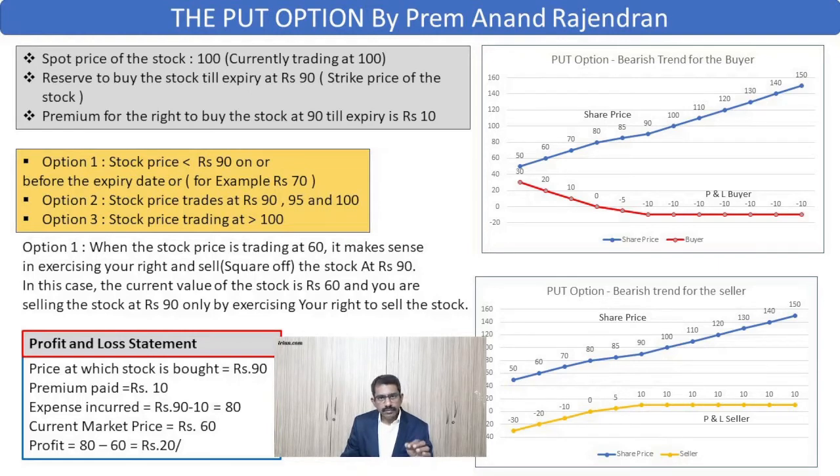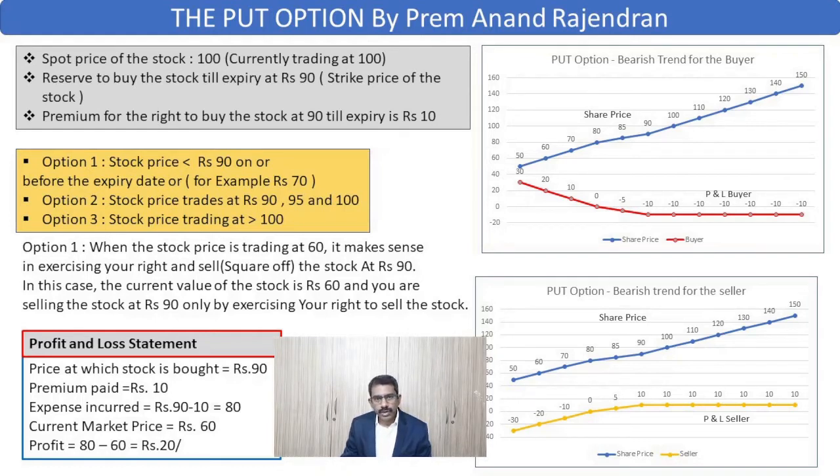As I said, when the underlying stock price falls, the premium increases. So when the market price is at rupees 60, the profit for the buyer is 80 minus 60, which is rupees 20. So I have 2 line charts here which clearly explain the P&L statement for both the buyer and the seller. In the first line chart, if you look at, the blue line is the share price and the red line is the P&L statement for the buyer.